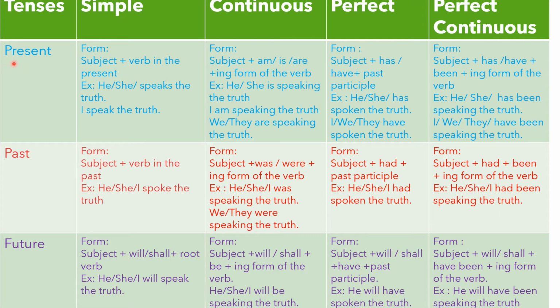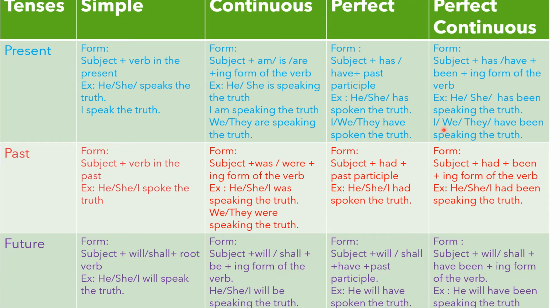The fourth classification, present perfect continuous. The form is subject followed by has or have, followed by been, plus the ing form of the verb. So the example is he is the subject, she is the subject. So he has been speaking the truth.